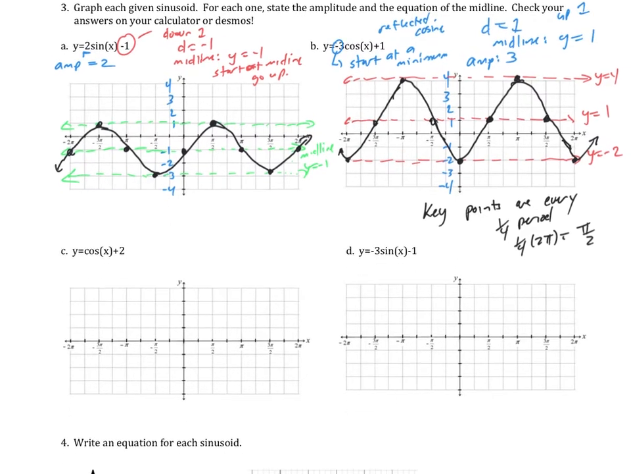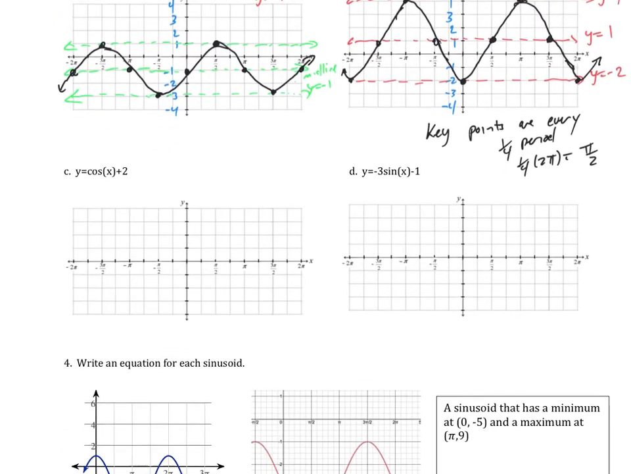So we've got y equals cosine x plus 2. Examining the values for a and d, we see that d equals 2, which means we have a midline at y equals 2. And the value here is really a 1. So a equals 1, which means the amplitude is 1. So we're going to go up 1 and down 1 from the midline. A is positive, so this cosine graph will start at a maximum. When it's a negative a value, it'll start at a minimum.